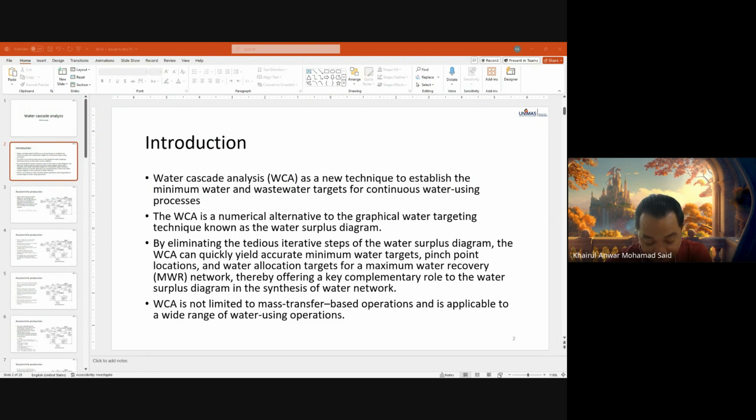The answer is C. So in order to use the limiting composite curve, we need to do some trial and error to find the best. E is only for mass transfer operation. For D, I will explain a bit more later.